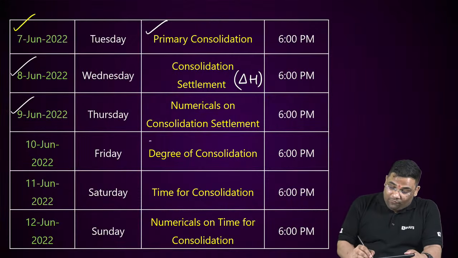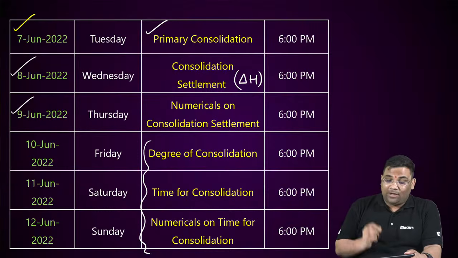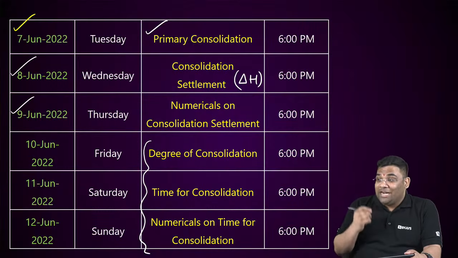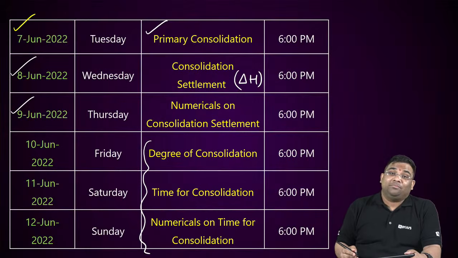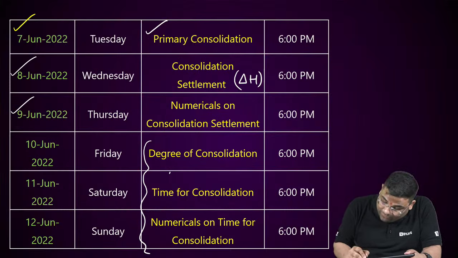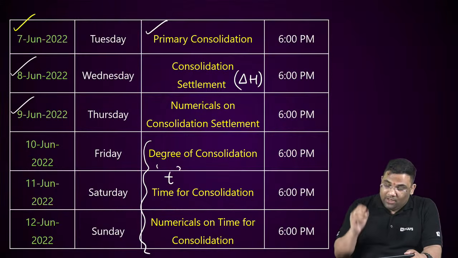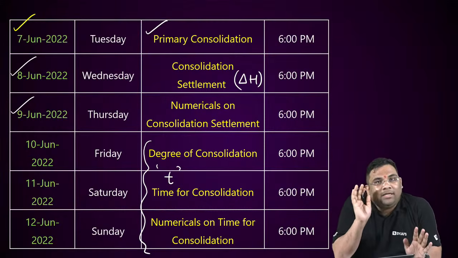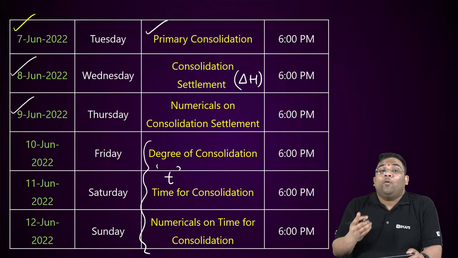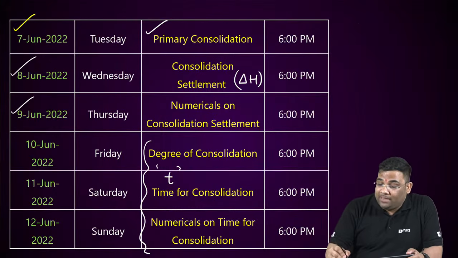And then Friday, Saturday, Sunday, we are going to study degree of consolidation, time for consolidation, and numericals on time for consolidation. These are related to finding the time t required for the consolidation process. Understood? So this is going to be the flow of lectures, and every day they will be at 6 p.m. So let us continue our today's lecture.